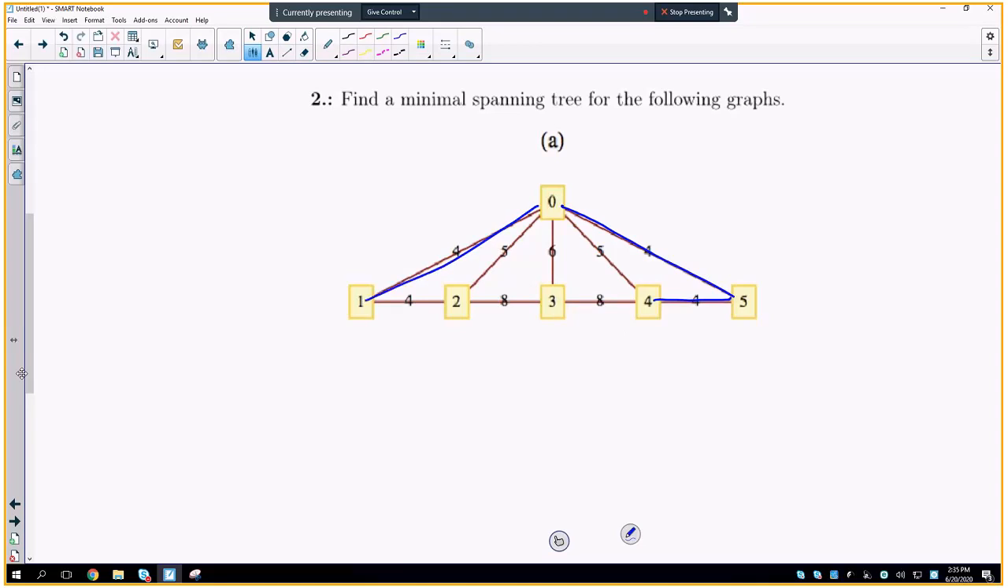So now we have new sets of bridges. So we have 5, 6, 5. We have 4 and 8. So the minimum weight is still 4. So I'm going to delete the rest of the bridges and keep the one with the minimum weight. So we'll get 1 to 2 now connected.